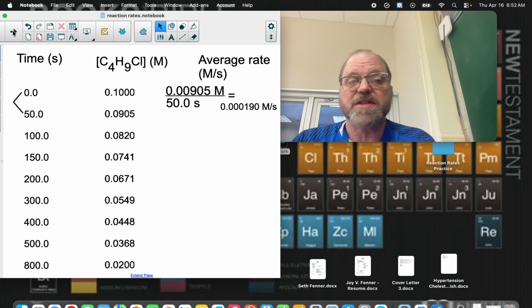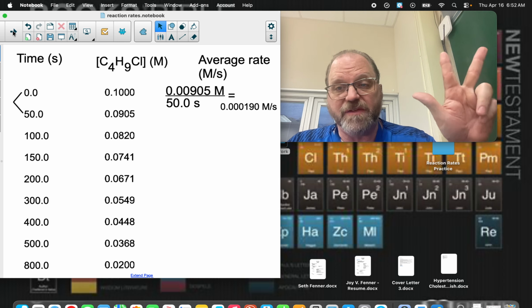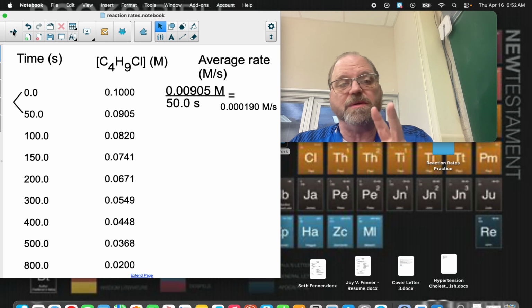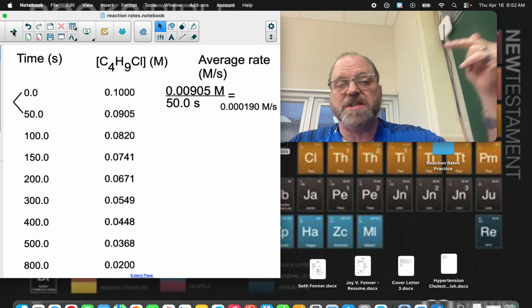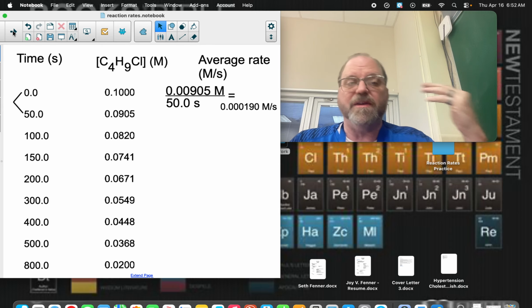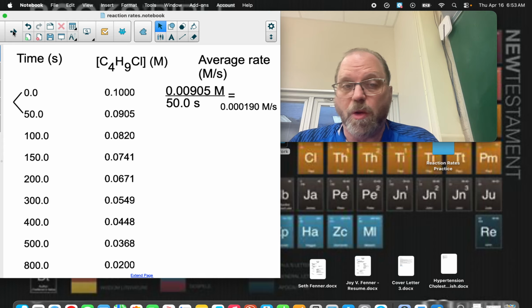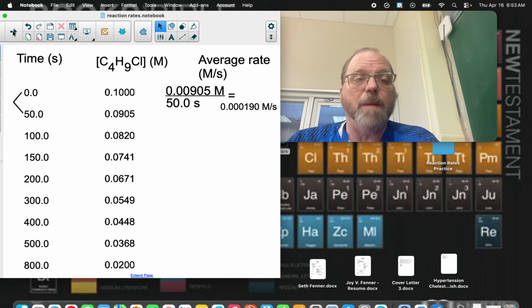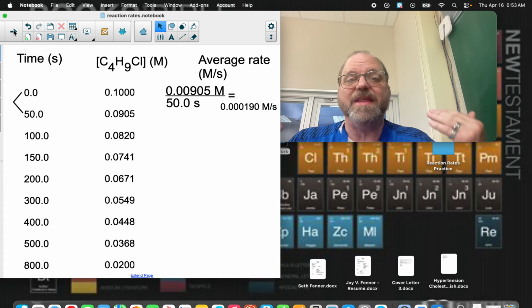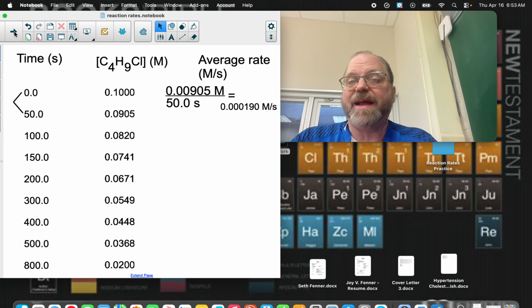Now we do our sig figs. 0.00905 molar has 3 sig figs, and 50.0 seconds has 3 sig figs, so 3 sig figs and 3 sig figs. Take 0.00905 molar, divide by 50.0 seconds, and we get 0.000190 molar per second, or 1.90 times 10 to the negative fourth molar per second. That would be the average rate of disappearance of that compound.